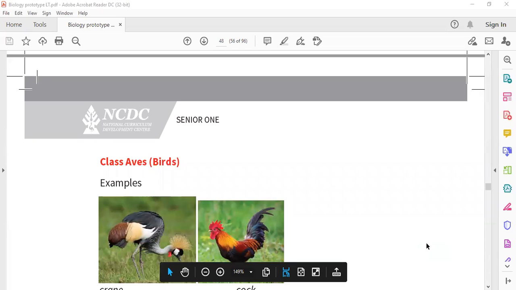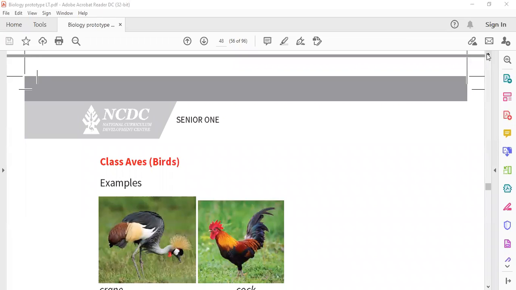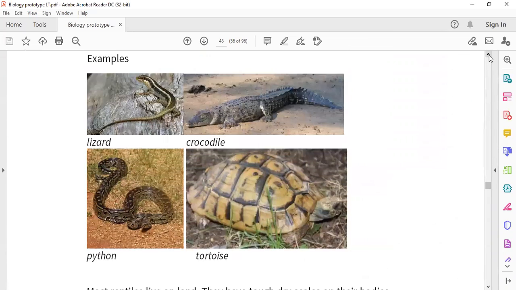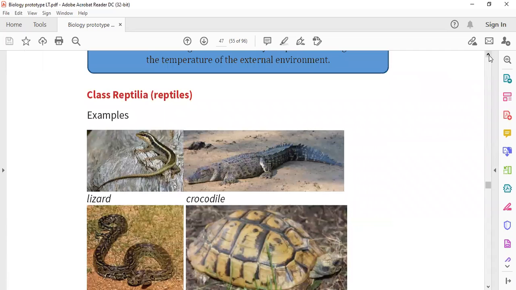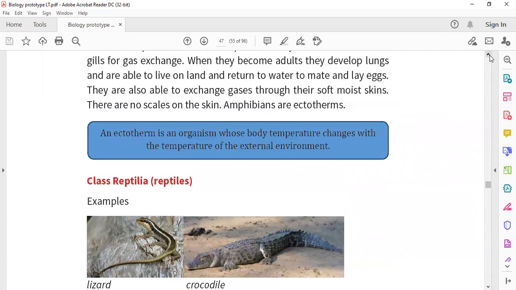Today, what we are going to look at is another group, from where we had stopped. We're going to look at another class, because remember we said this phylum Chordata is divided into 5 classes, and if you recall those classes, we have already looked at three classes.